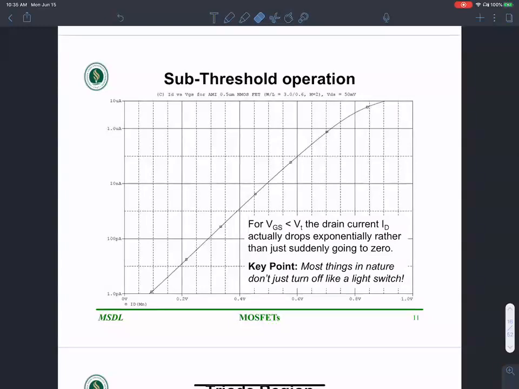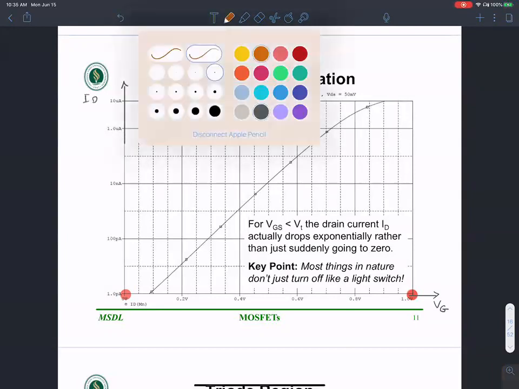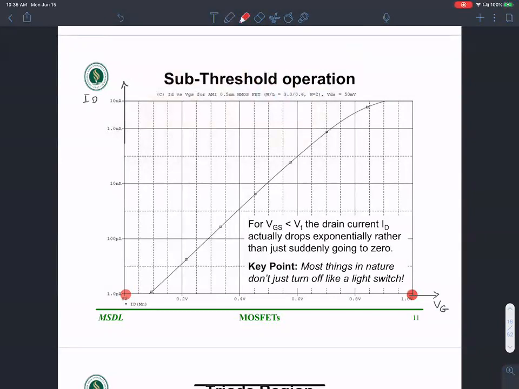When the voltage on the gate is less than the threshold voltage, the voltage on the gate is plotted on the x-axis, VG. The drain current is plotted along the y-axis. If you see, the drain current is in the range of nanoamperes, picoamperes, so on and so forth. So there's a very small amount of current. This is a logarithmic scale, right? So there's a small amount of current that's exponentially dropping off when VGS is less than VT.